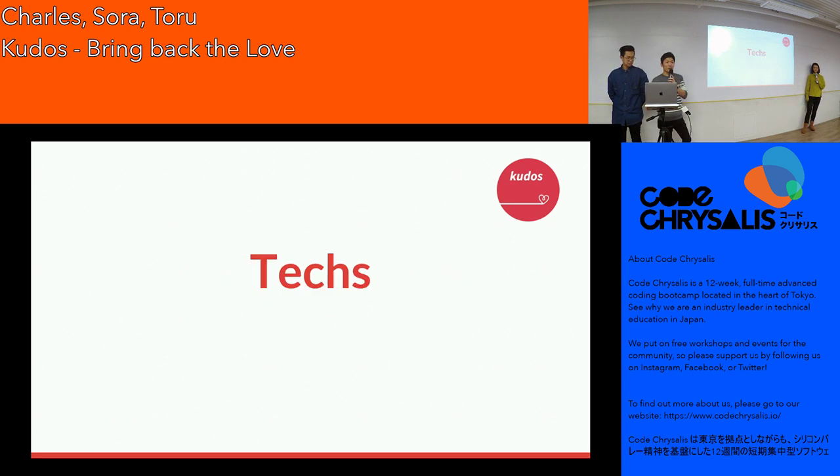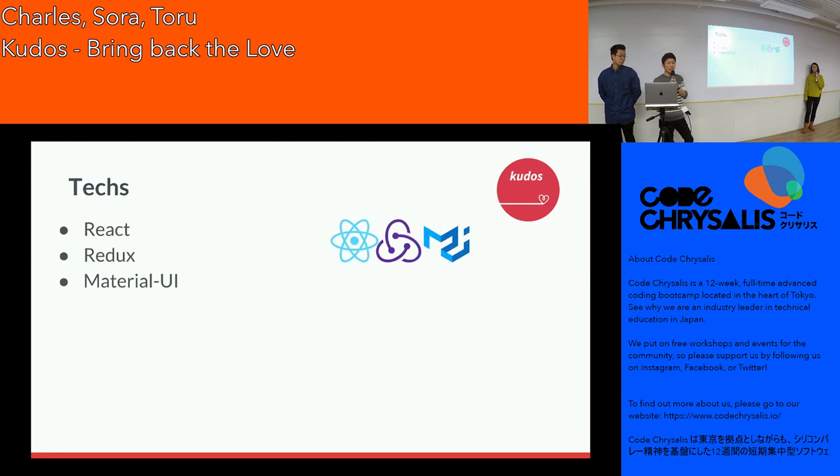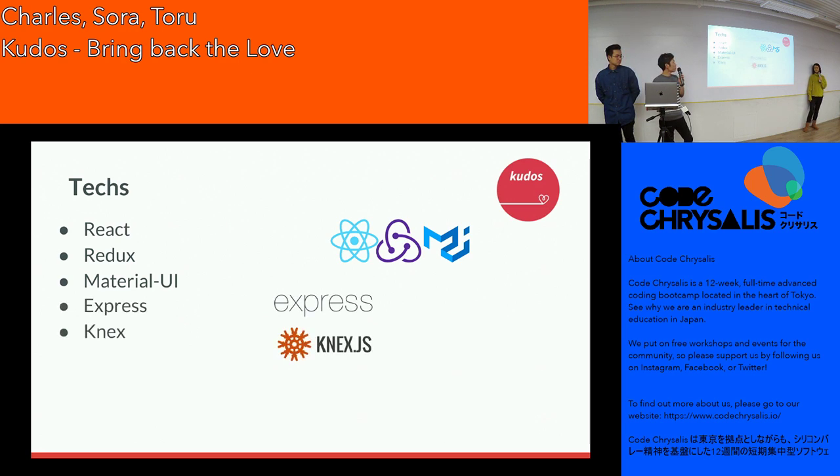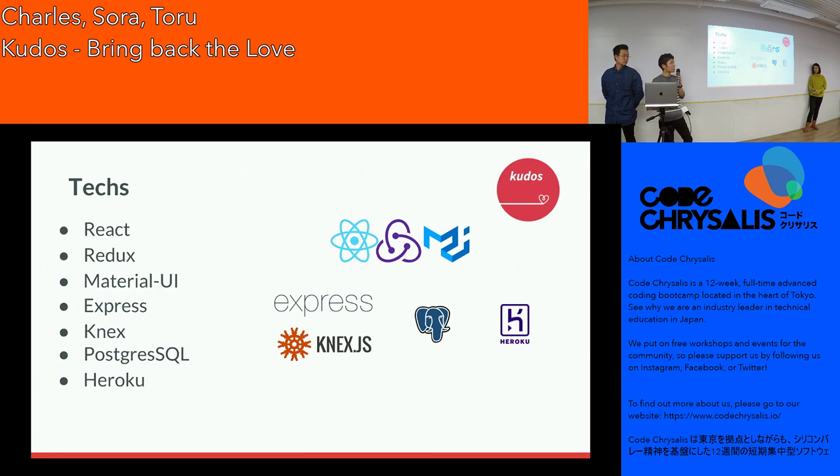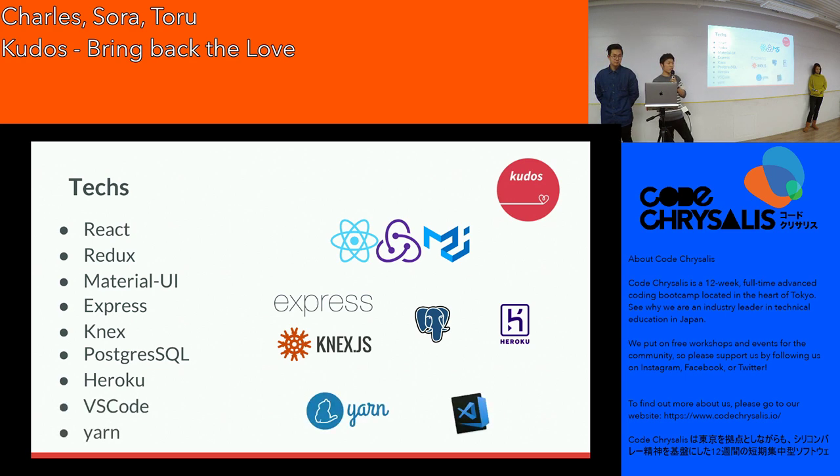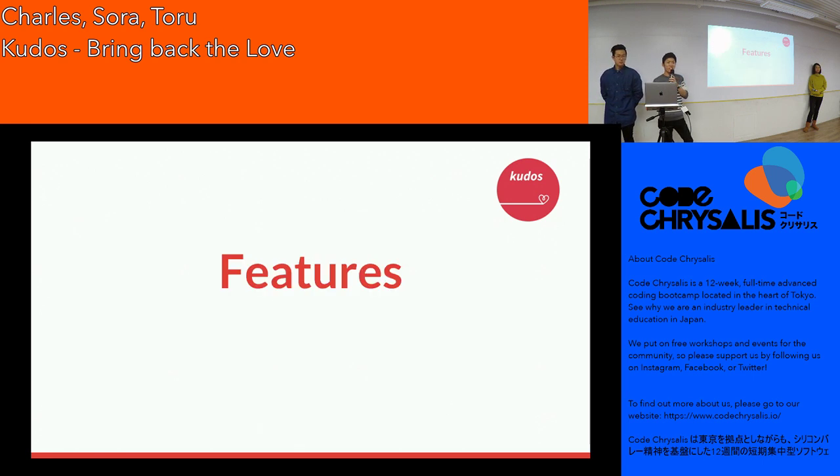Before going through our features, let me introduce our technology. We use React, Redux and Material UI for the front end, and for the back end we use Express and Knex, and also PostgreSQL for the database. This application is deployed on Heroku. We use VS Code for development and also Yarn as a package manager. So let's go to features.